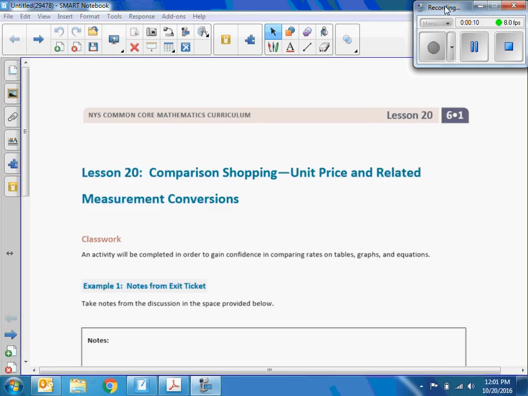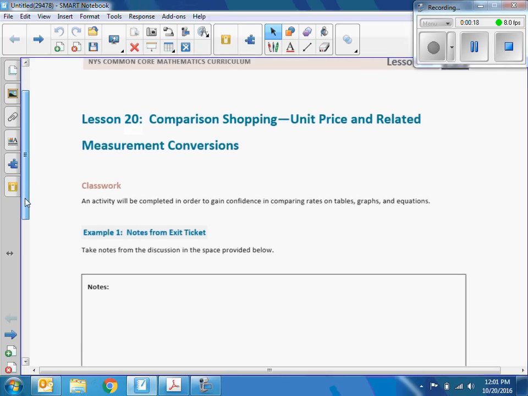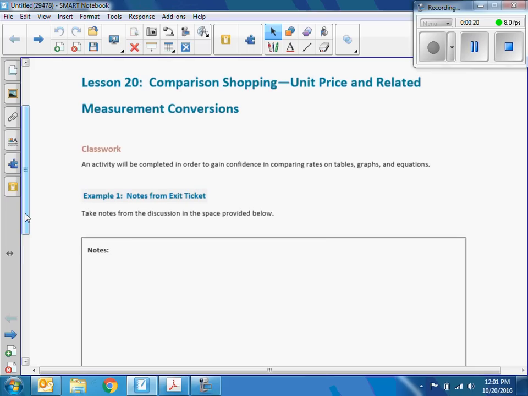Okay. Lesson 20, Comparison Shopping, Unit Price, and Related Measurement Conversions. Just keep in mind, if you ever want to save 100%, don't go shopping.